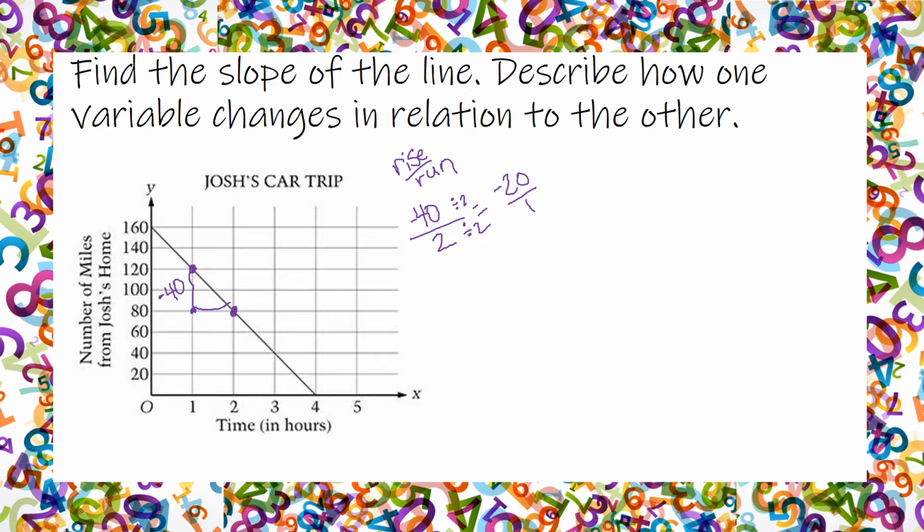And this says the number of miles from Josh's home. So that is 20 miles per hour. So that means they are driving 20 miles per hour, and they are getting closer and closer back home. So they are cutting 20 miles off their trip each hour.